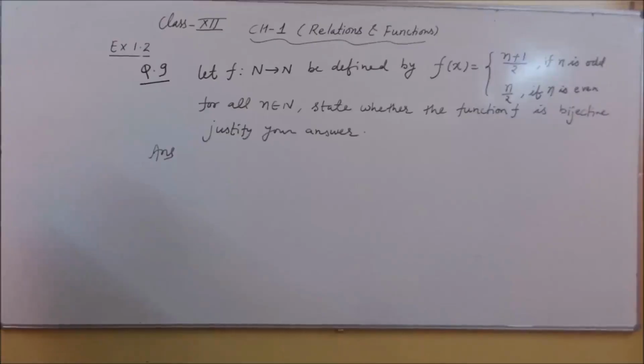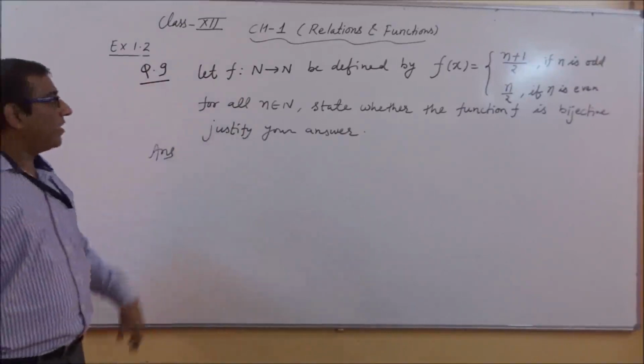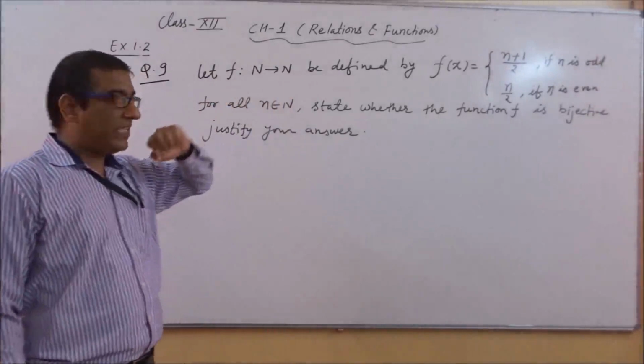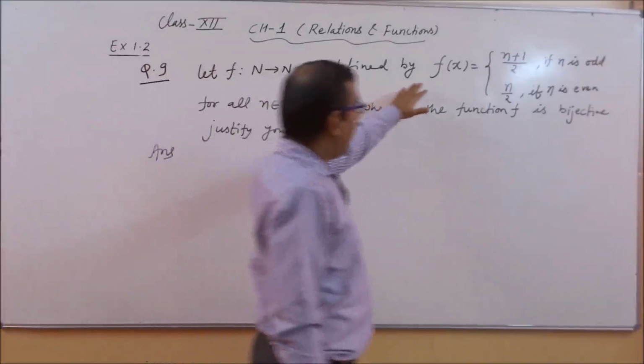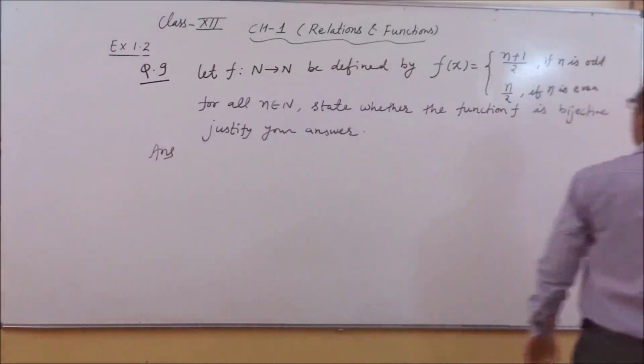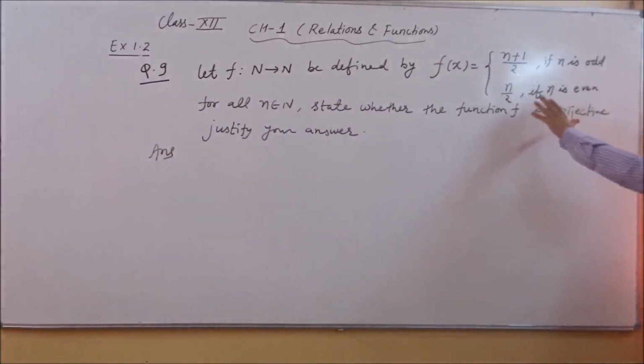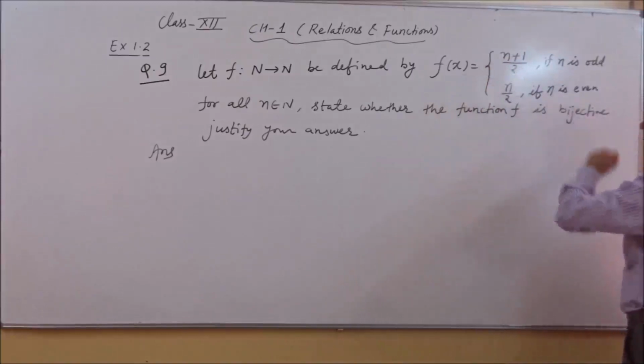Now I am continuing with question number 9, and question number 9 is: let f: N → N, where N is the set of natural numbers, be defined by f(n) = (n + 1)/2 if n is odd and n/2 if n is even. It means in this function there are two parts given to us.